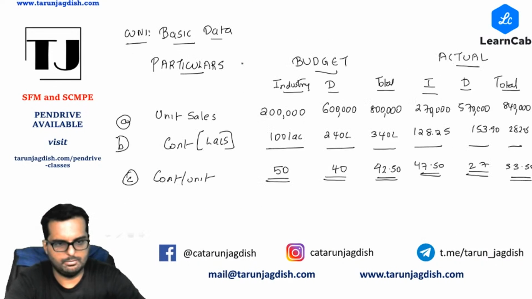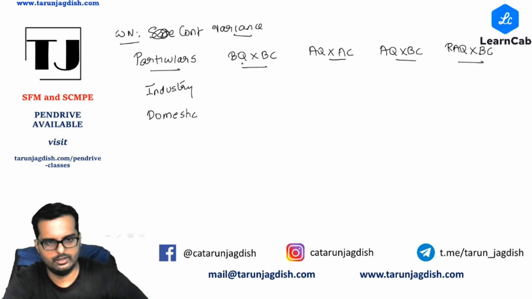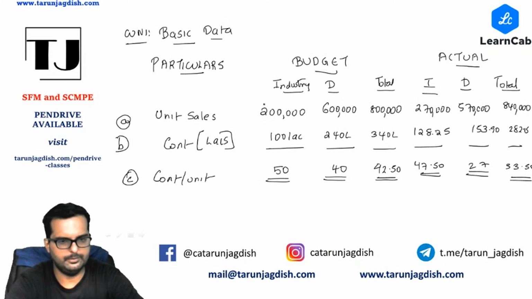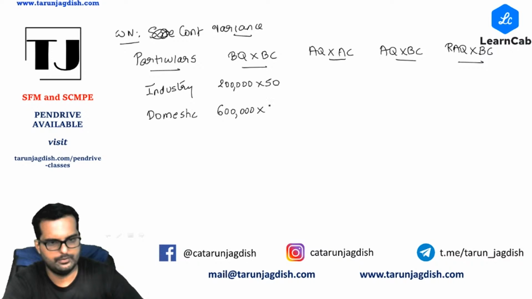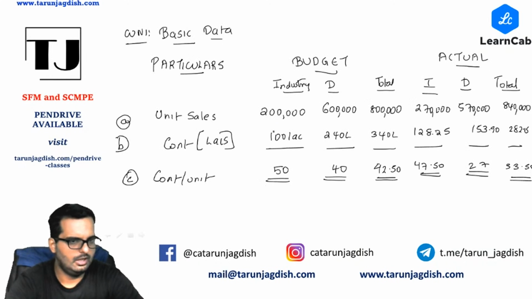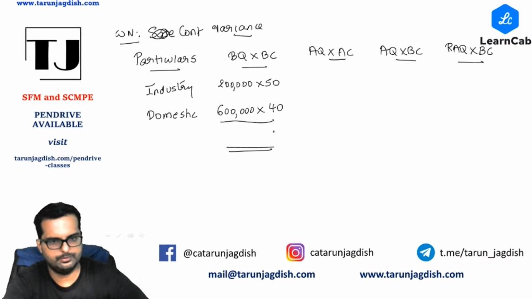I think we got the breakup data over here. Budgeted quantity was how much? 2 lakh into 50, 6 lakh into 40, I think, right? 6 lakh into 40. This is BQ into BC. Actual quantity was how much? 2.7 into 47.5.